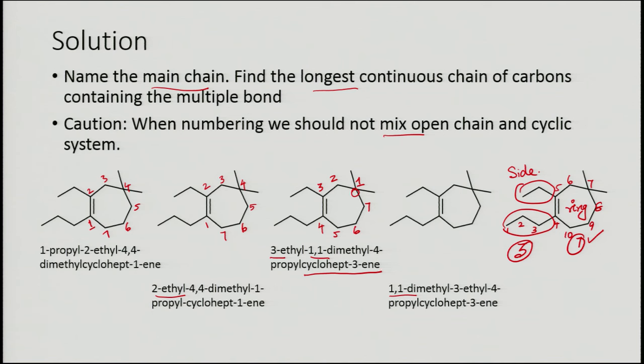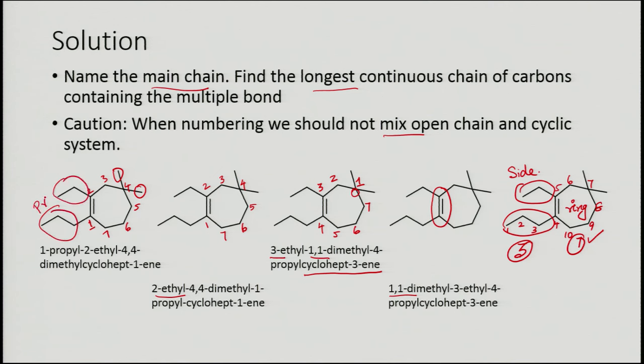That is fine. And now, we have to find out the locant rule. The substituent should always get the lowest number. According to that rule, here we have 2 methyl groups as substituents, we have a propyl group as a substituent, we have an ethyl group as a substituent.